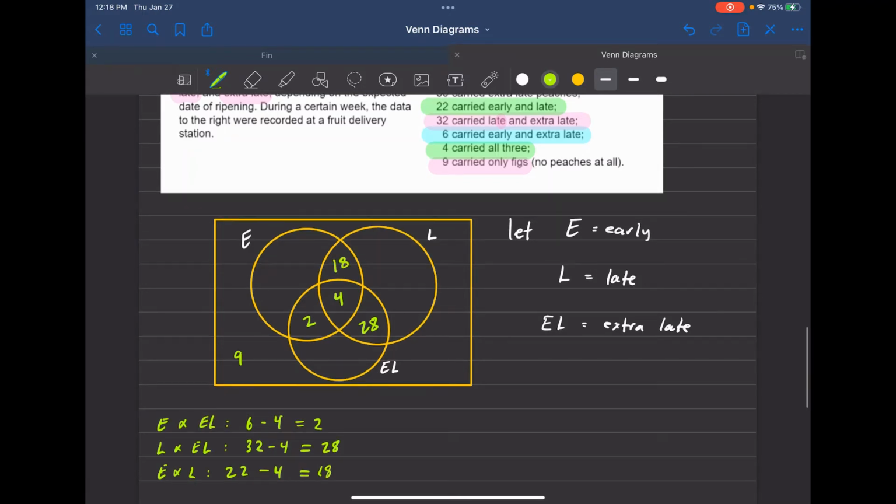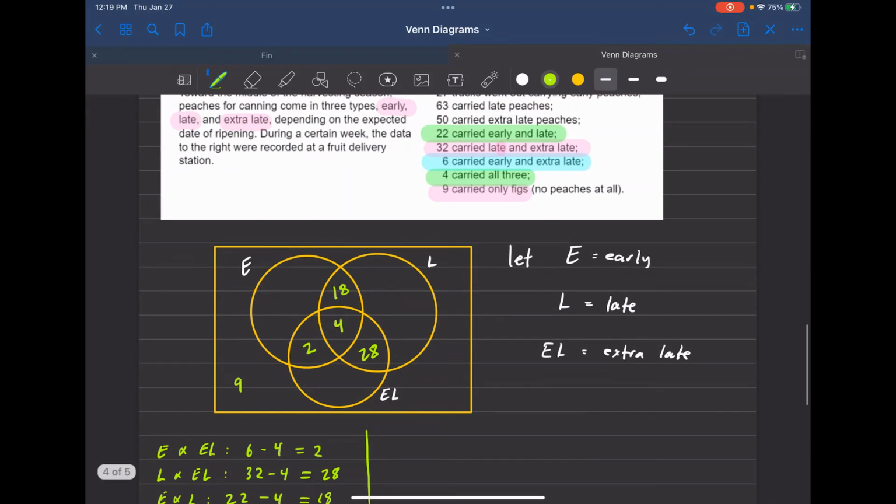In this region right here. So that's for early and late. Now, moving on to the next piece of information. So let's see, we have 50 that carries extra late peaches. So that's this circle right here. That's extra late.